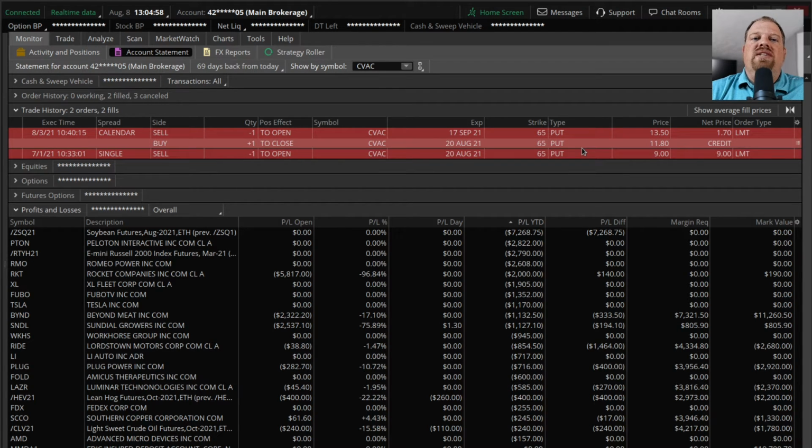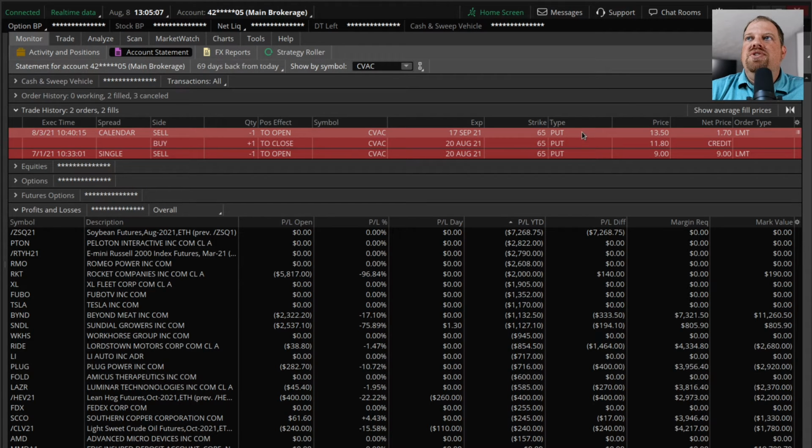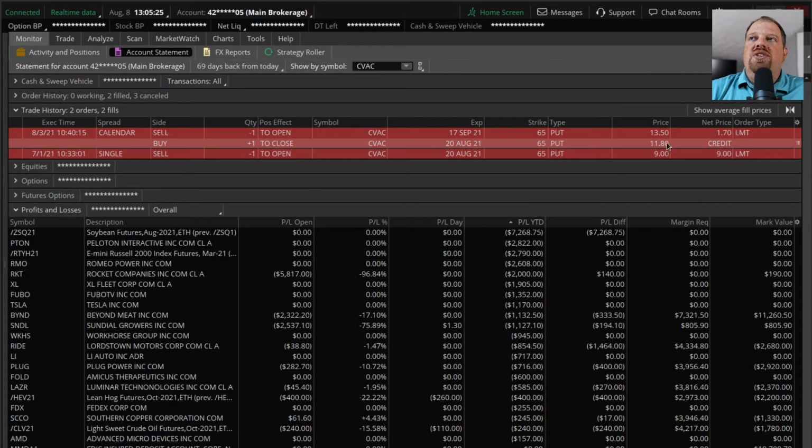The fact that you roll it doesn't necessarily keep the trade alive from the standpoint of gains and losses on your portfolio. And what you'll see here is then I opened a sell to open for one share of CVAC 65 put for $13.50. I can't remember exactly what CVAC was trading at on August 3rd when I made this trade, but the increased cost here is because CVAC was considerably in the money.